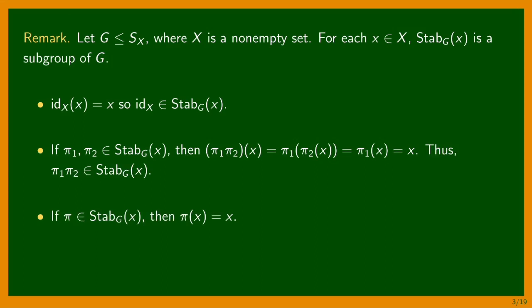If pi is in the stabilizer of x, then pi of x equals x. Apply mo yung pi inverse on both sides, ma-undo yung pi, magiging x na lang, pi inverse of x. That implies that pi inverse also stabilizes x. Hence, the stabilizer is a subgroup.